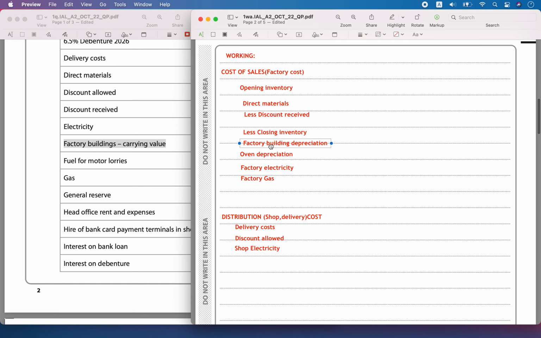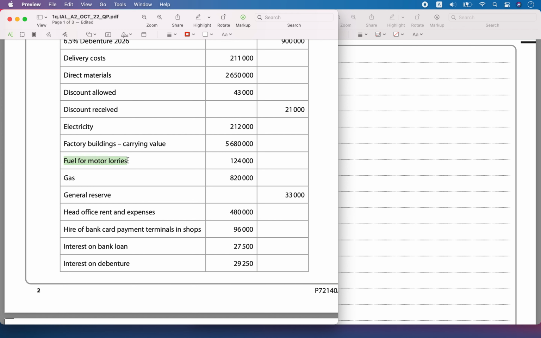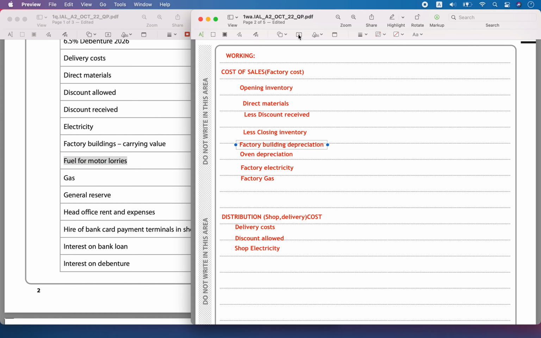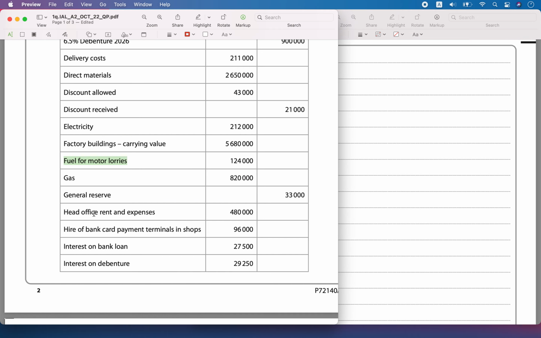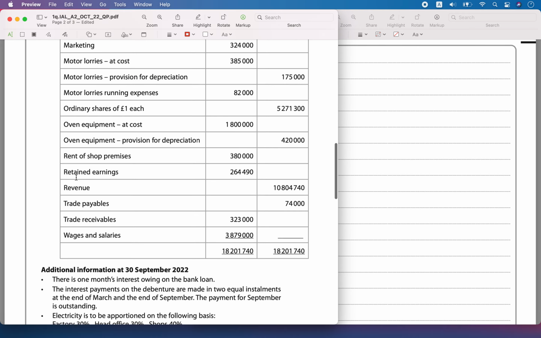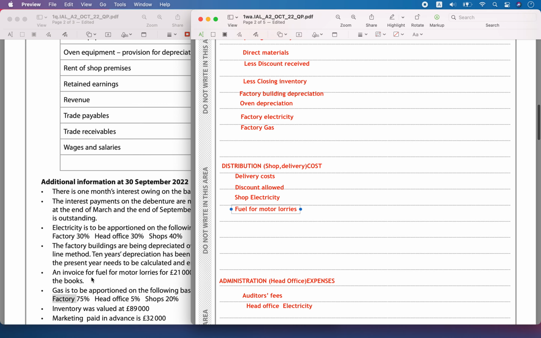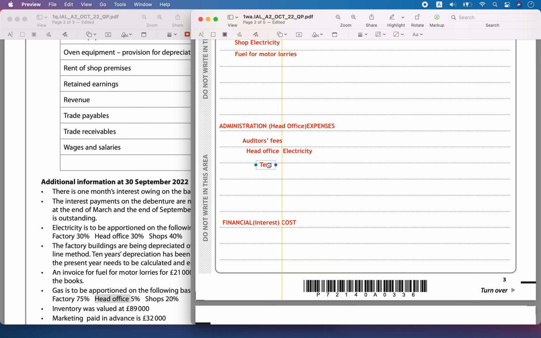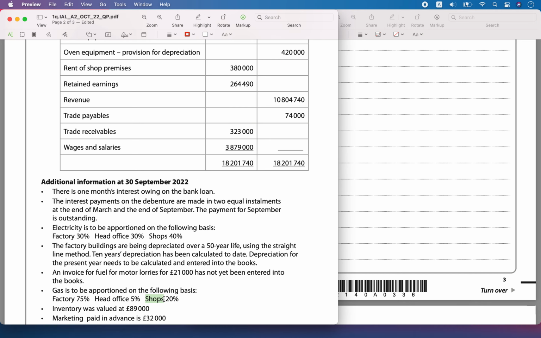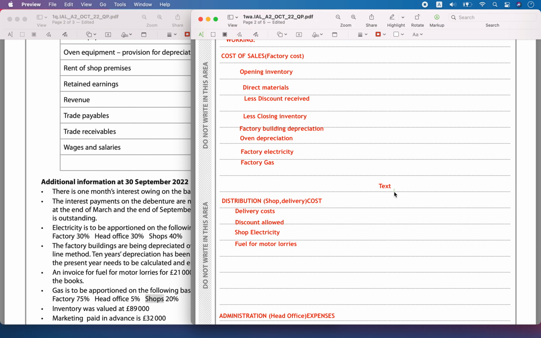Factory buildings, we have already put factory depreciation, you will have to calculate. Then fuel for motor lorries expenses. Okay, fuel for motor lorries would have been used for distribution, so you will put fuel for motor lorries as a distribution cost. Then you have the gas. For the gas we don't know under which, but here it is given factory gas. Factory gas we have already included here. It's going to come under the head office also, so head office gas expense will also appear here, and the shop's gas will appear under the distribution cost.